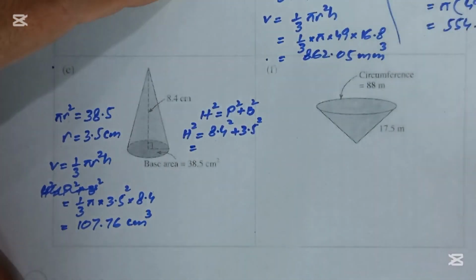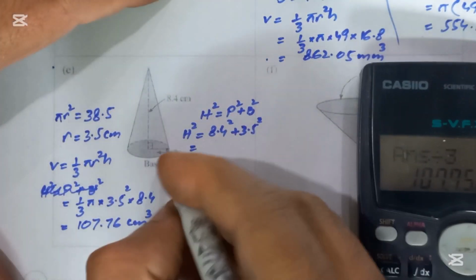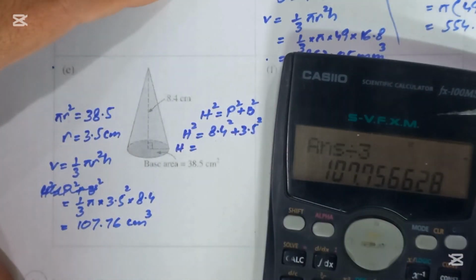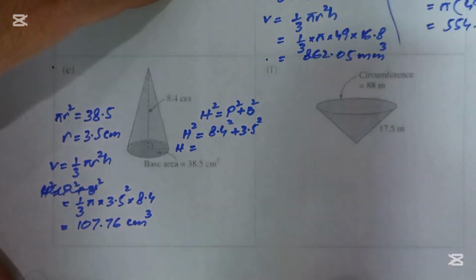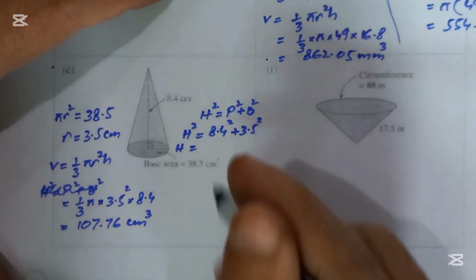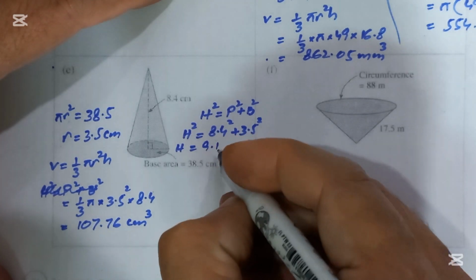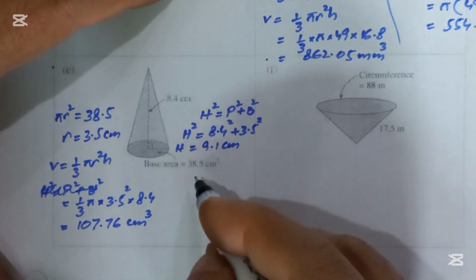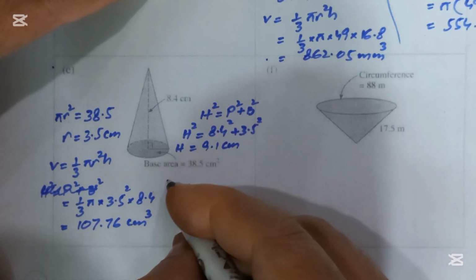At this point find the calculator, and at the same time we will take the square root so that we can find the hypotenuse. So 8.4 square plus 3.5 square, equal, and take the square root of this value, that will be 9.1. The unit will be centimeter. So now we are able to find the surface area of this question.